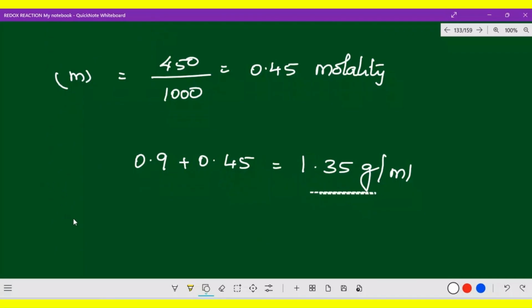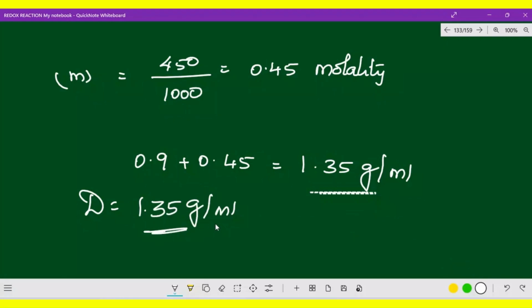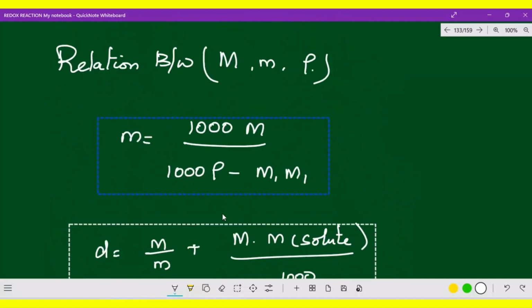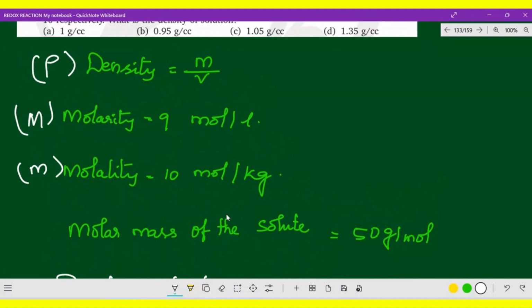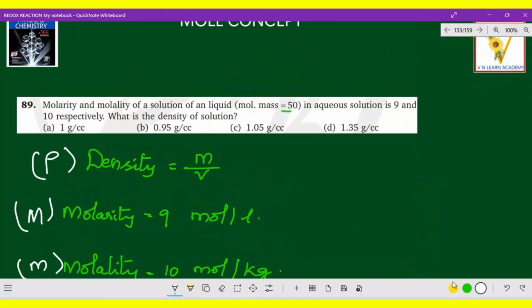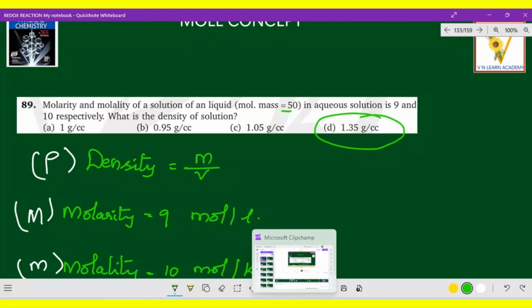So density of the solution, D, equal to 1.35 gram per ml. I hope you got the clarity. This is basically the previous question, the same idea, we just bring it. So which is the correct option? Option D is the correct option. Here cc, cubic centimeter. Here also volume, gram per liter, cubic centimeter. I hope you got the clarity. Yes, come on, let's go to the next question.